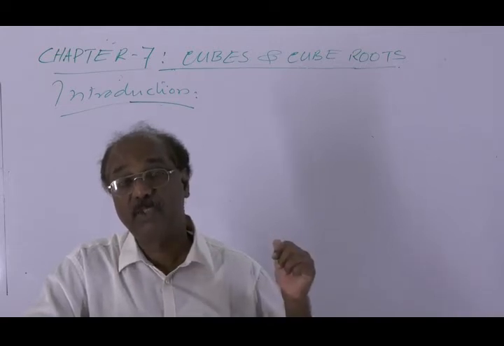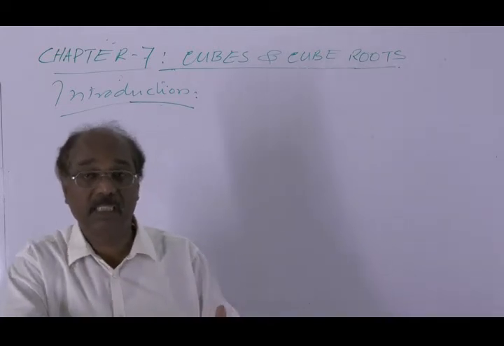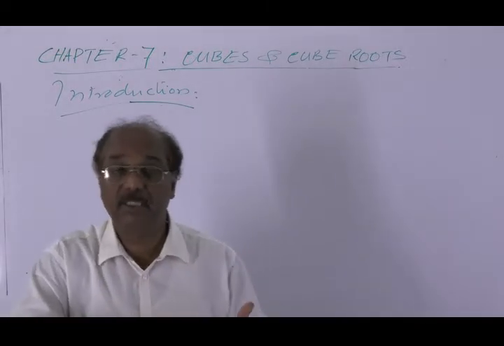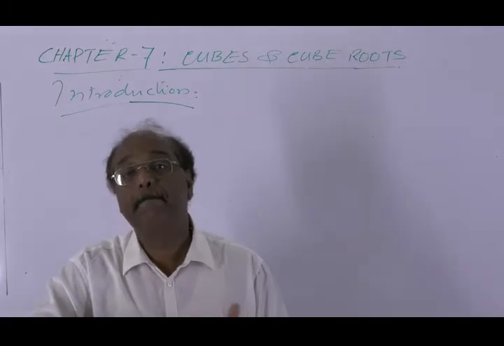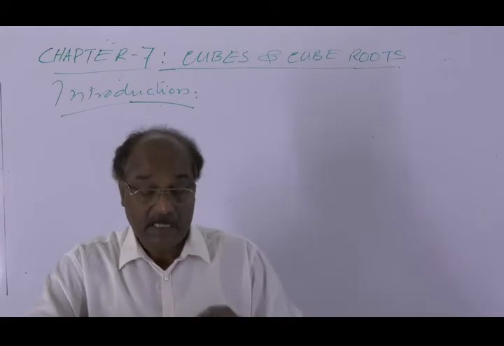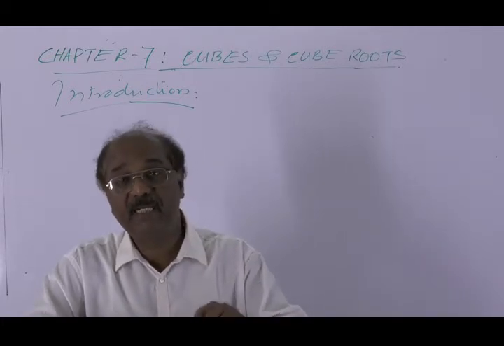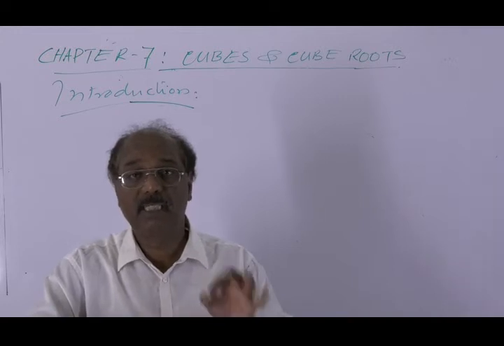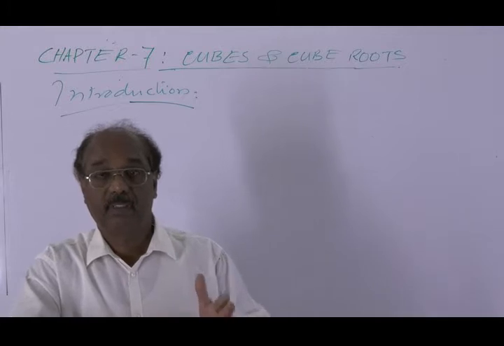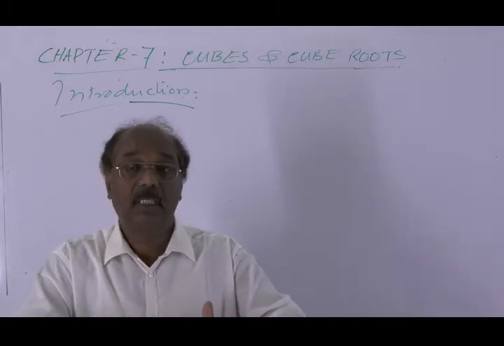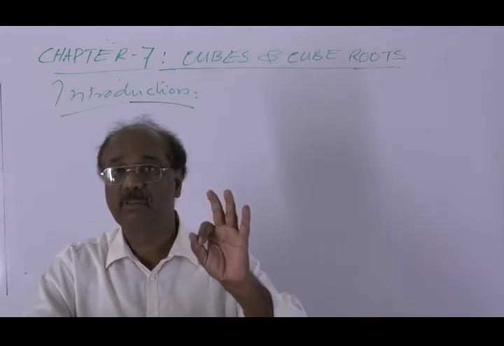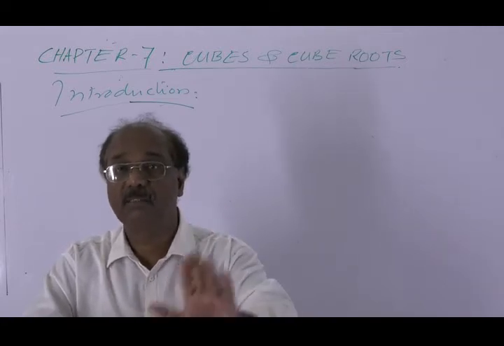Now here we define the cube of a number, which has certain similarity with the geometrical situation. Now the cube of a number is this. If a number is multiplied by itself 3 times, we get the cube of that number. That is the definition.